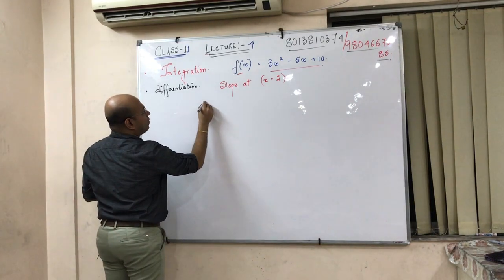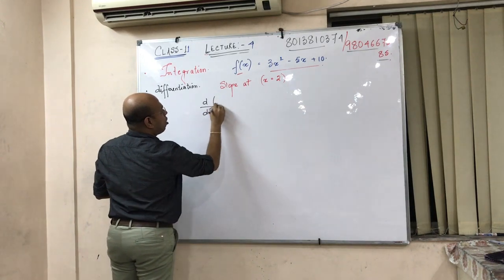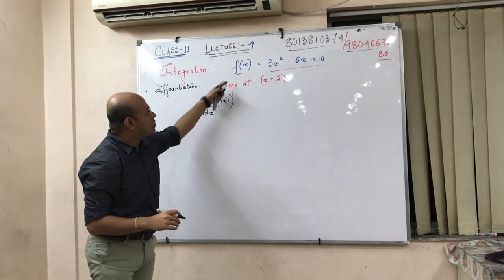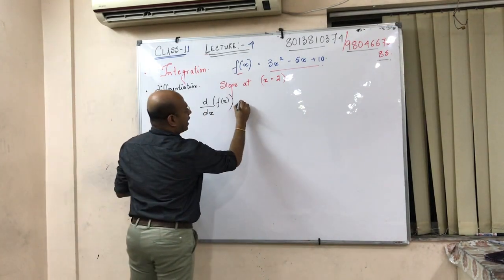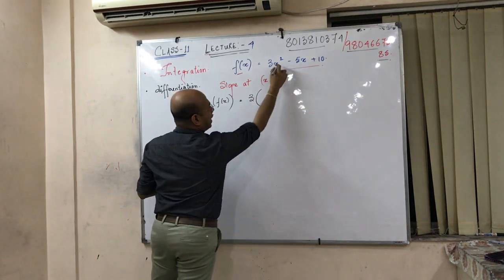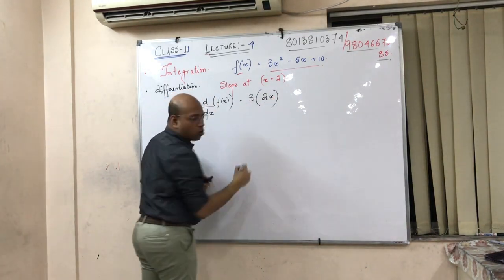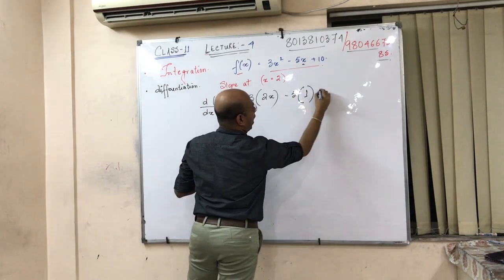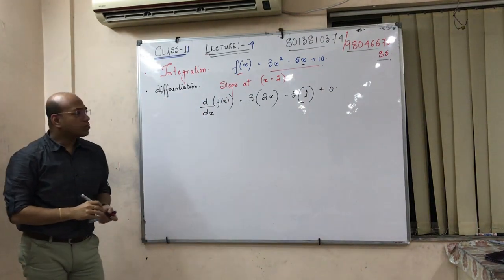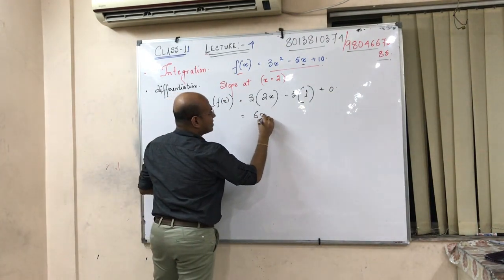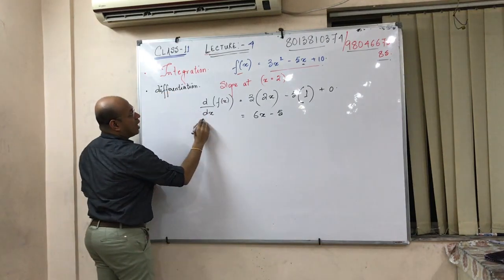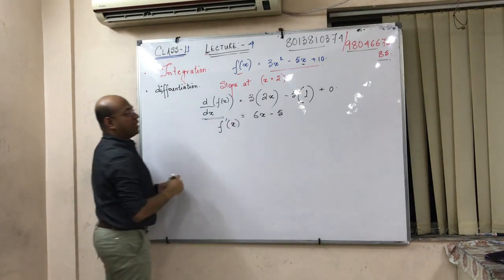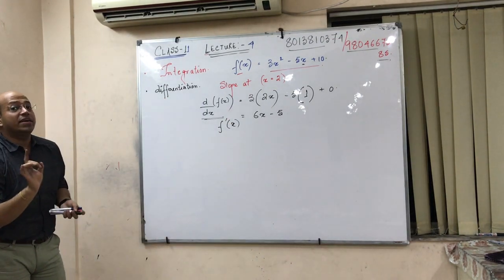Slope at x equals 2 means we have to do d/dx of the function f(x). So 3 remains as constant, x squared gives 2x, minus 5 remains 5 because differentiation of x is 1, plus 0. So it comes out to be 6x minus 5. This is the generalized concept of the slope, which we sometimes write as f dash x.